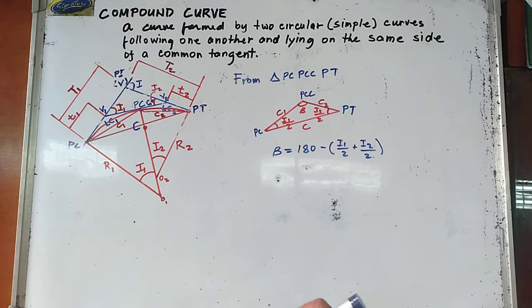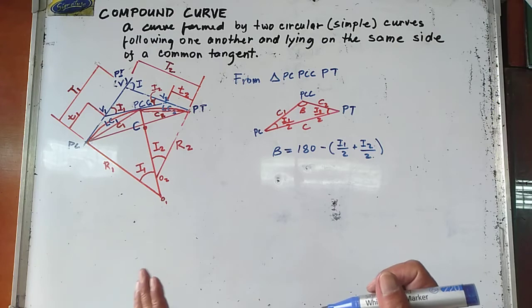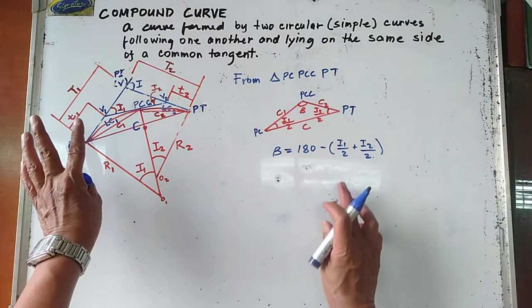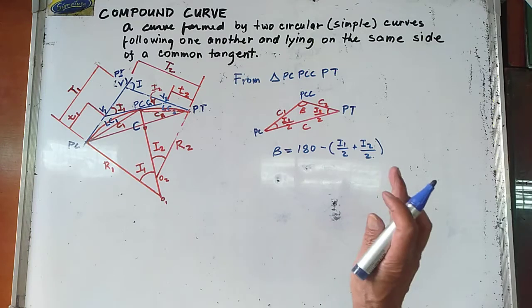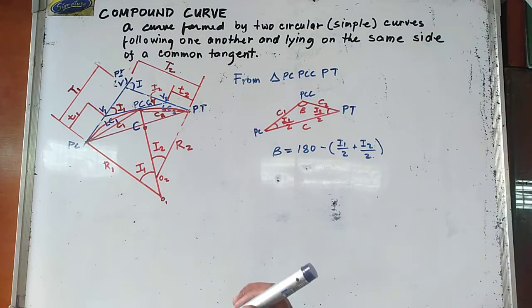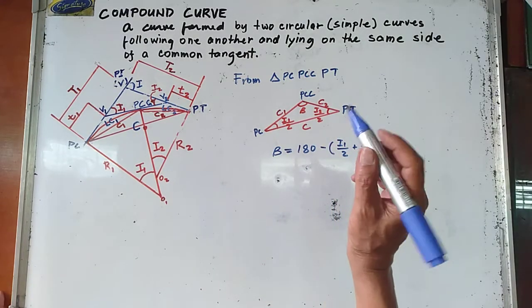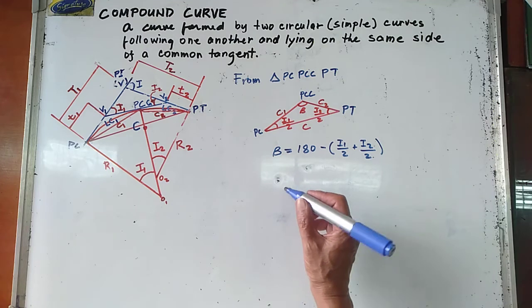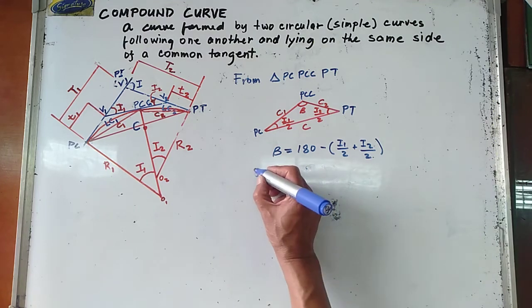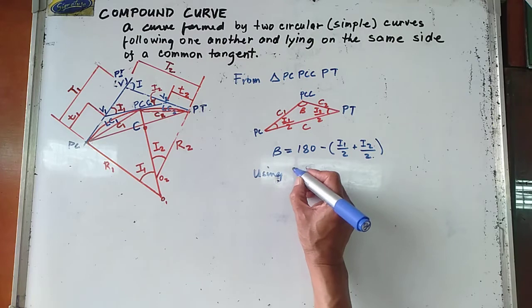Now, if you try to take a look in here, I1 again is the angle of intersection of the first simple curve, and I2 is the angle of intersection of the second simple curve. So how are we going to determine the long chord of the compound curve? That is using the cosine law.